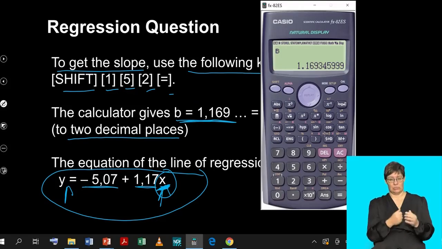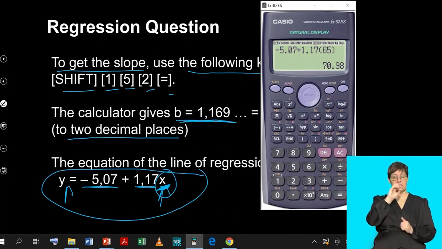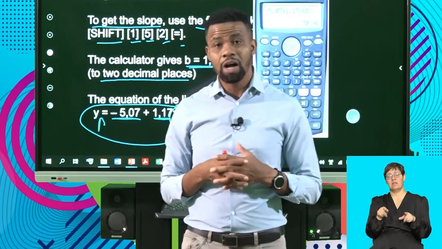So let me see that. I can do that, clear that. So I can see my calculator minus 5.07 plus 1.17, bracket, we have 65. We want to see equal. Oh, I'm getting actually 70 point, if I round to 70.98. So it's 65% chemistry. Leads to, if I round to one decimal place, is 71%.